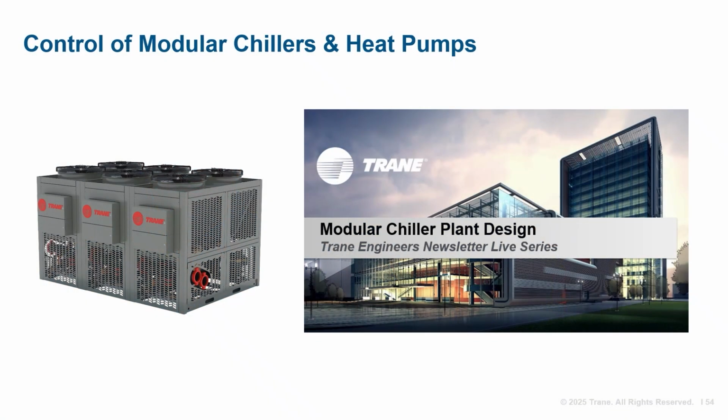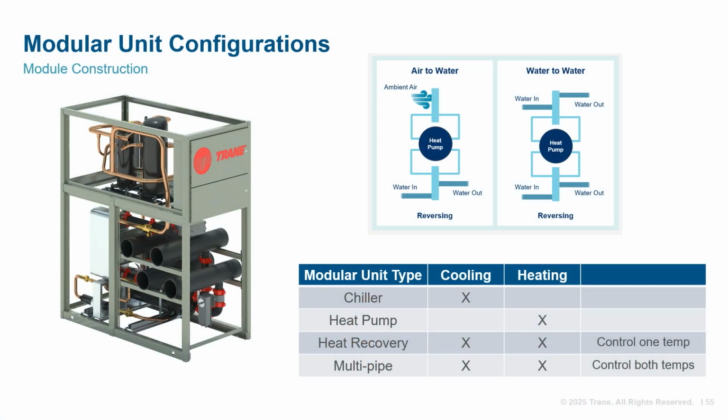First off, there's a 2023 Engineers Newsletter Live that covers modular chiller plant design, so we can build on what was presented there. For anyone who hasn't watched that ENL on modular chillers, let's recap some key ideas. Each module consists of compressors, heat exchangers, pipes, and valves, everything necessary to either heat or cool fluid. Modular units are available in air-to-water or water-to-water configurations. They can be used for cooling, heating, or both. Notice that there are two different configurations that provide both heating and cooling. We'll get into that shortly.